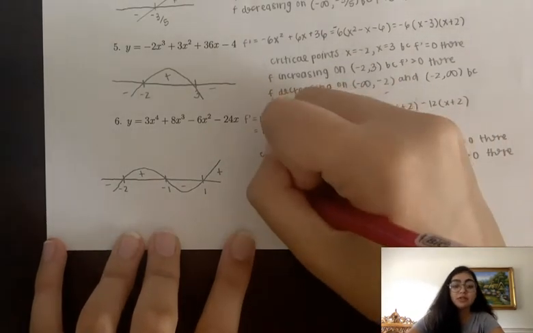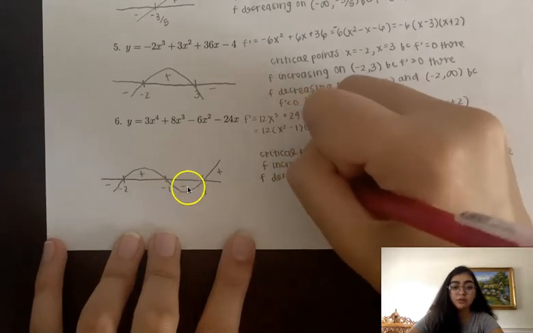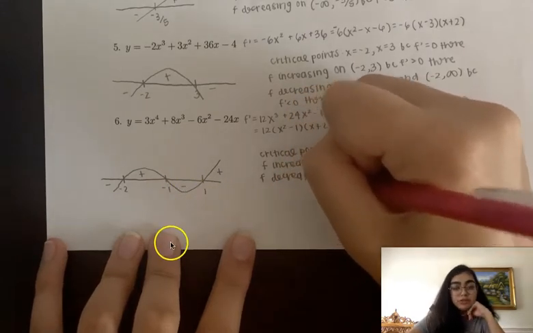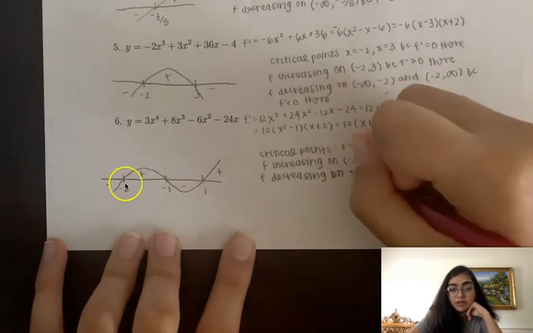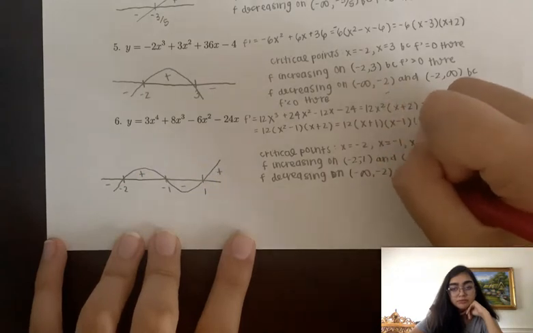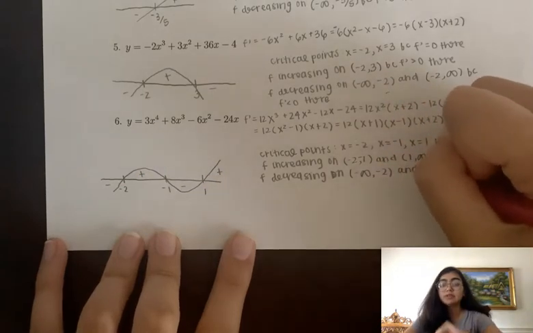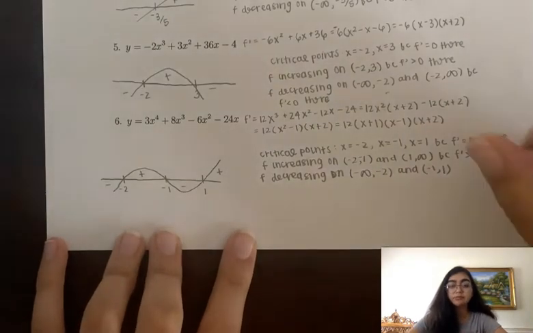We see that the sign chart is negative right here and right here. So f is decreasing on negative infinity to negative 2, and then negative 1 to 1, because f prime is less than 0 there.